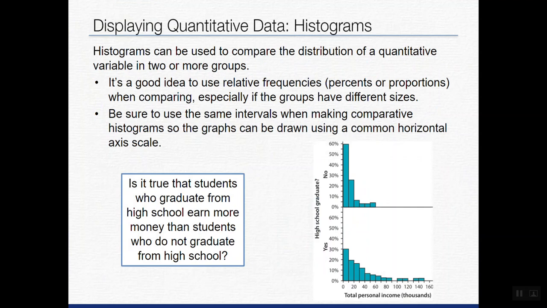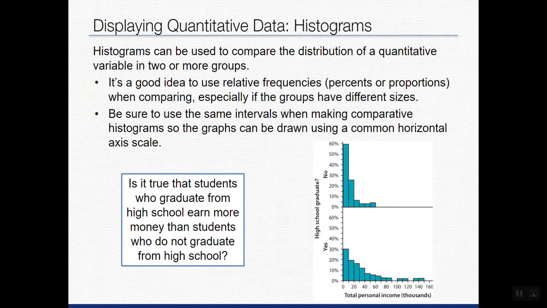Another way to display quantitative data is with histograms. You can have two histograms that display similar data. For example, this one here looks at whether someone was a high school graduate or not, and their total income. So one histogram displays the information if they are not a high school graduate, the other histogram shows the information if they are a high school graduate.